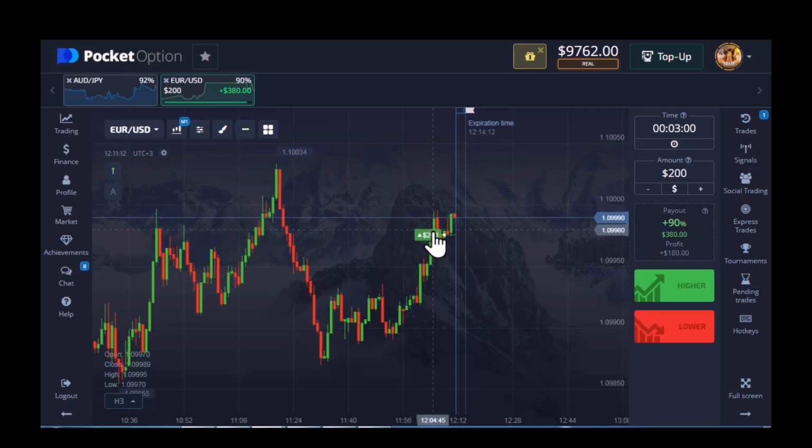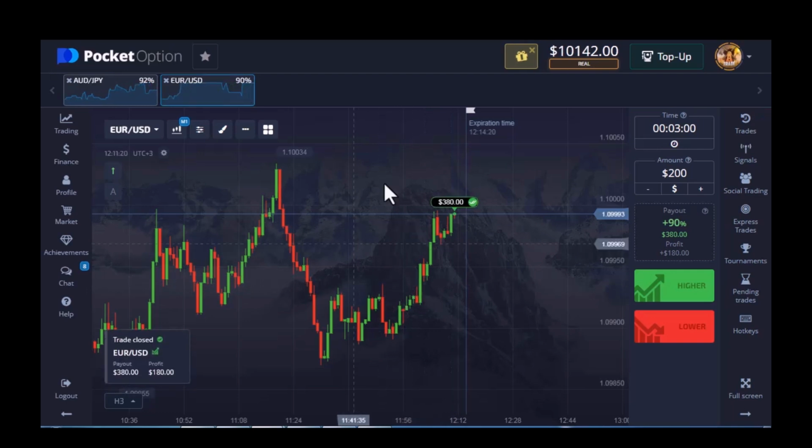And now I see that we have some more good news. Exactly that, our second deal for today ended the way we wanted. It gave us some more profit.